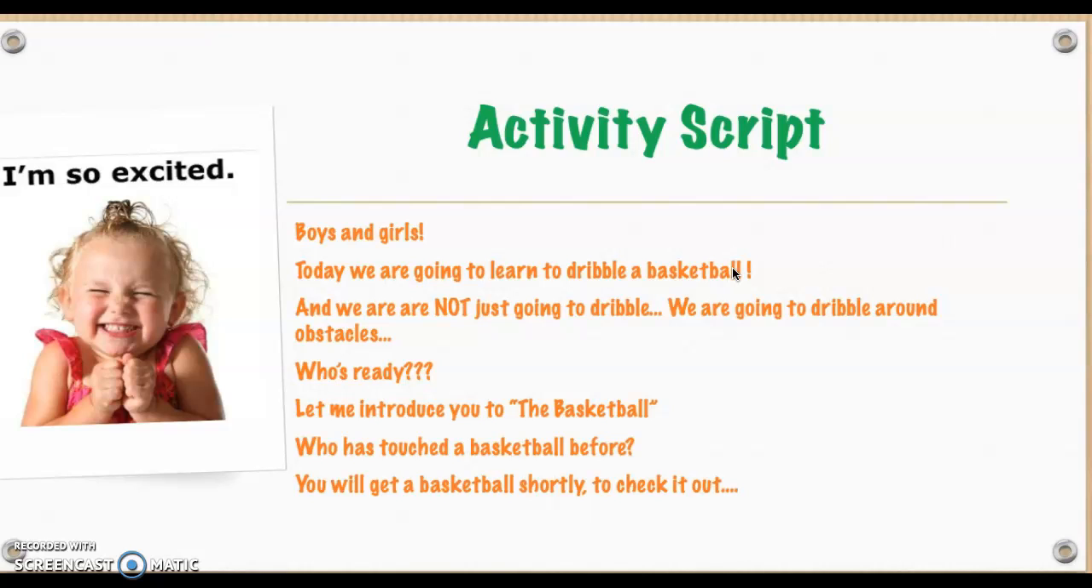So the activity script that I wrote is: Boys and girls, today we're going to learn to dribble a basketball. And we're not just going to dribble, we are going to dribble around obstacles. So who's ready? Let me introduce you to the basketball. Who has touched a basketball before? You will get a basketball shortly to check it out. So the idea is to try to get the students excited about dribbling a basketball.